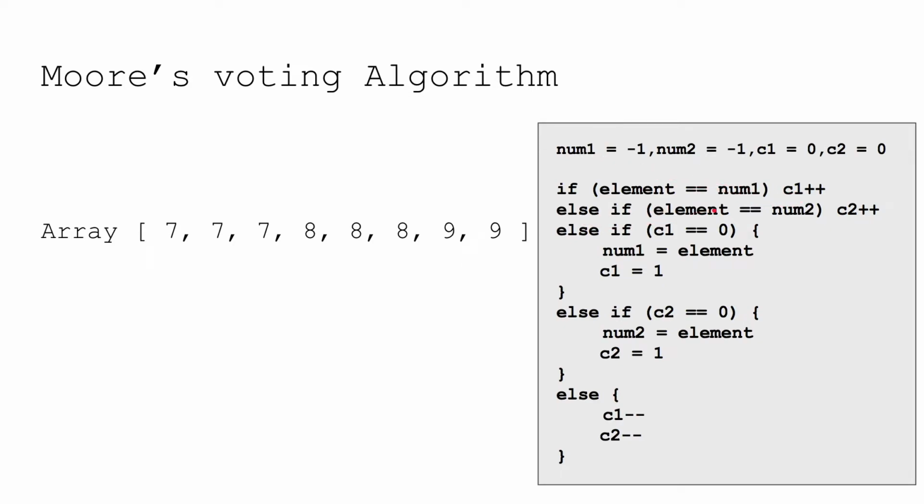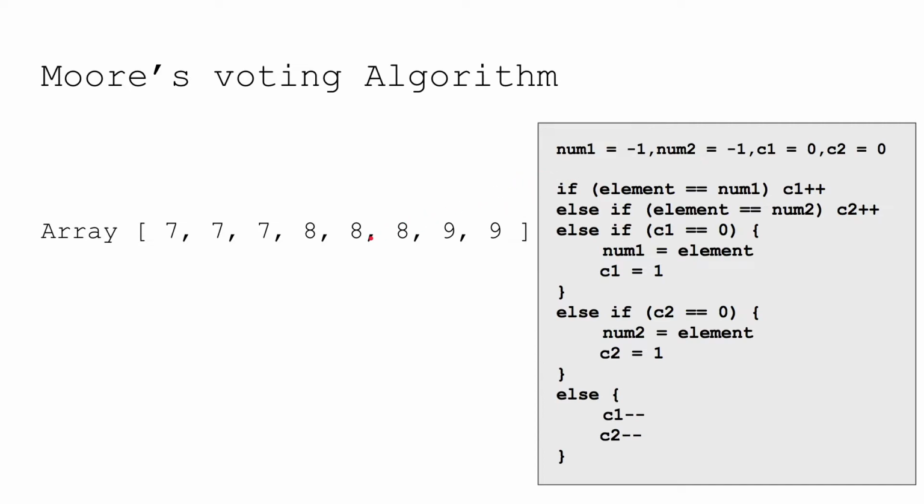Else if we will check if the element is equal to num2, then we will simply increment the counter 2. Else if the counter 1 is equal to 0, then we'll simply set the num1 with the current element and we'll set the counter 1 with 1. Else if we will simply check if the counter 2 is equal to 0, then we'll simply set the num2 with the current element and then we will set the counter 2 with value 1. Otherwise we'll simply decrement both the counters.